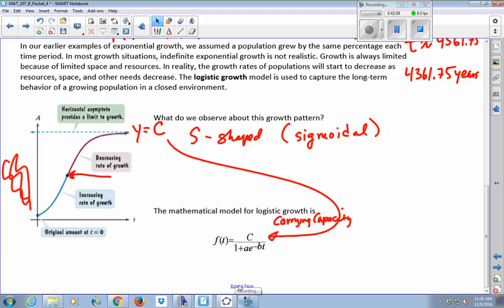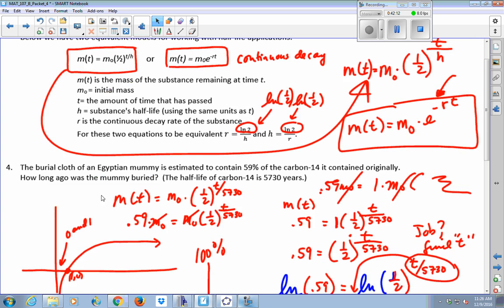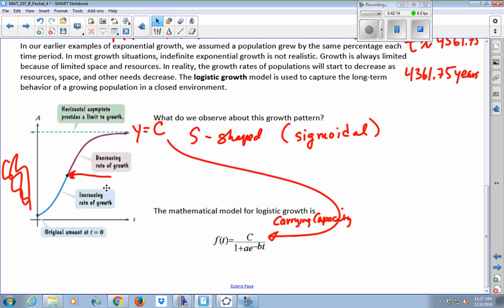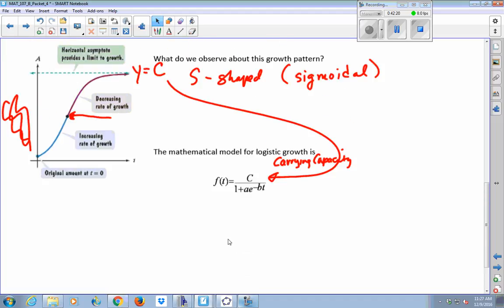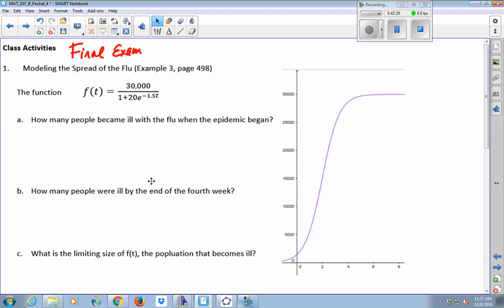So let's play with this model a little bit. It's a fun model to work with. It looks a little scary. Let me just start you off. You look at that and you get a little pang in your stomach because it looks complicated. But you know all of this.